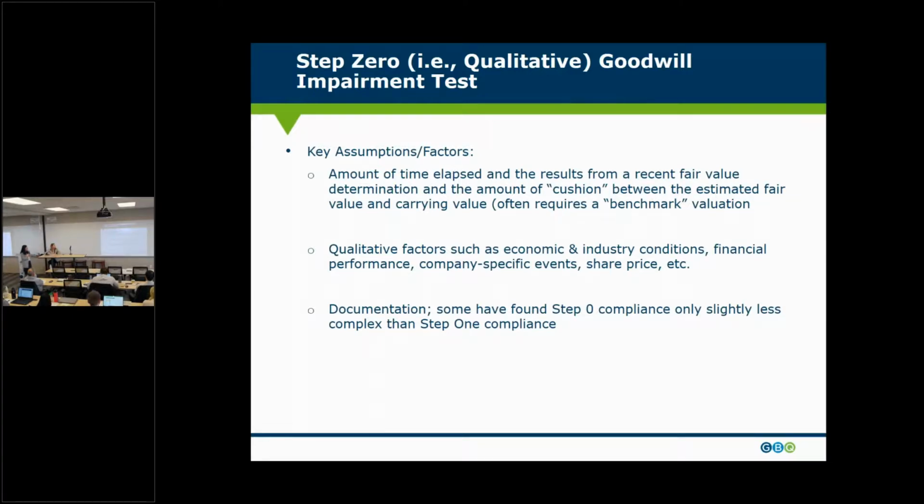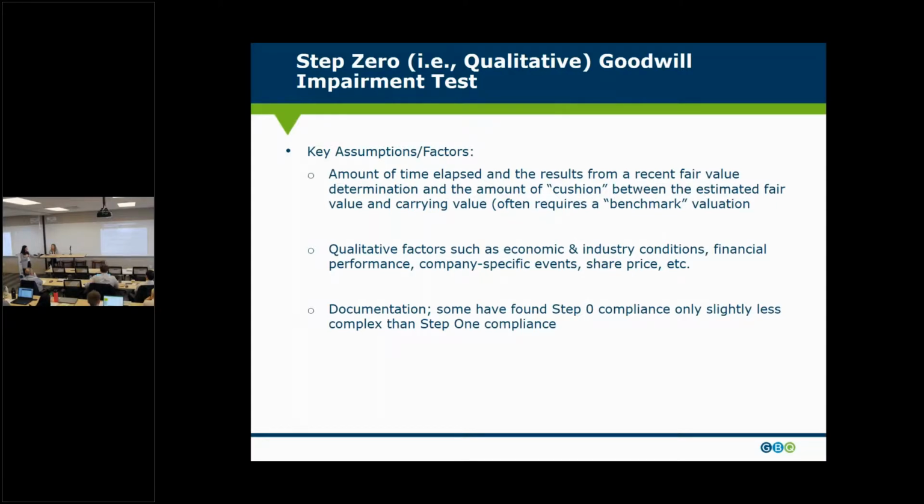Key assumptions, factors, the amount of time elapsed, and the results from any recent fair value determination. Sometimes we see that, say you had a fair value done of your company, it could have been for another purpose, but say that was 6 months ago or something, the auditors might say that's still fairly recent, that we had a benchmark 6 months ago, and based on all these factors we've talked about qualitatively, there's no reason to think that your market value is significantly different from that. But then again, sometimes maybe the last valuation you had was 5 years ago, and you're a high growth company. I mean, that's a lot of time in between. As I mentioned, qualitative factors such as economic, industry conditions, company specific events.